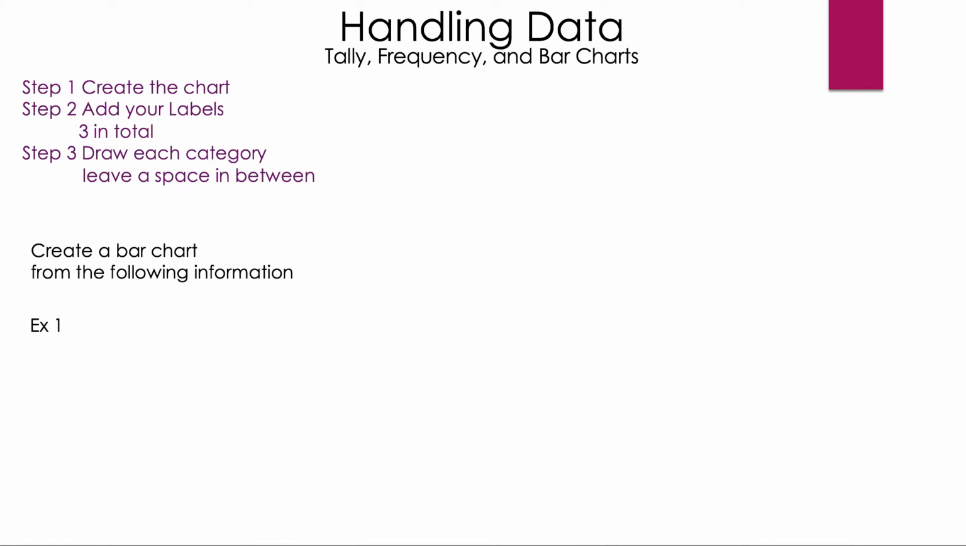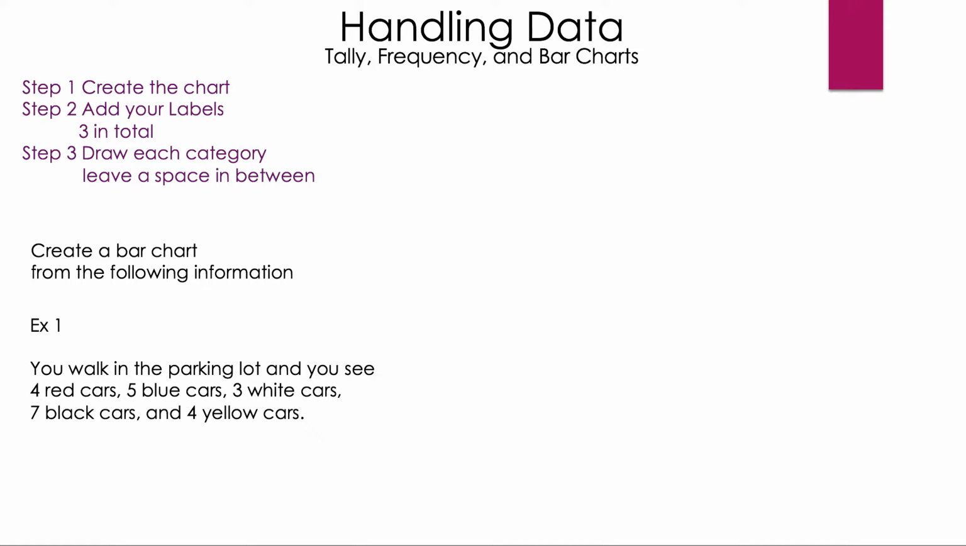Now let's go over these steps. If you follow these steps, you'll be golden. So step 1, create the chart. Step 2, add your labels, 3 in total. Step 3, draw each category, leave a space in between. So we're going to create our bar chart.